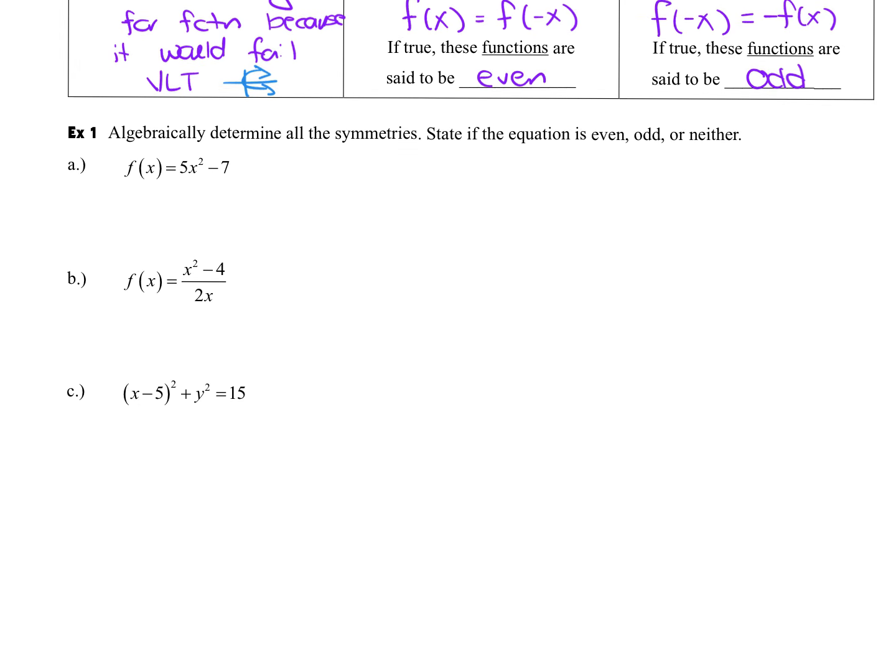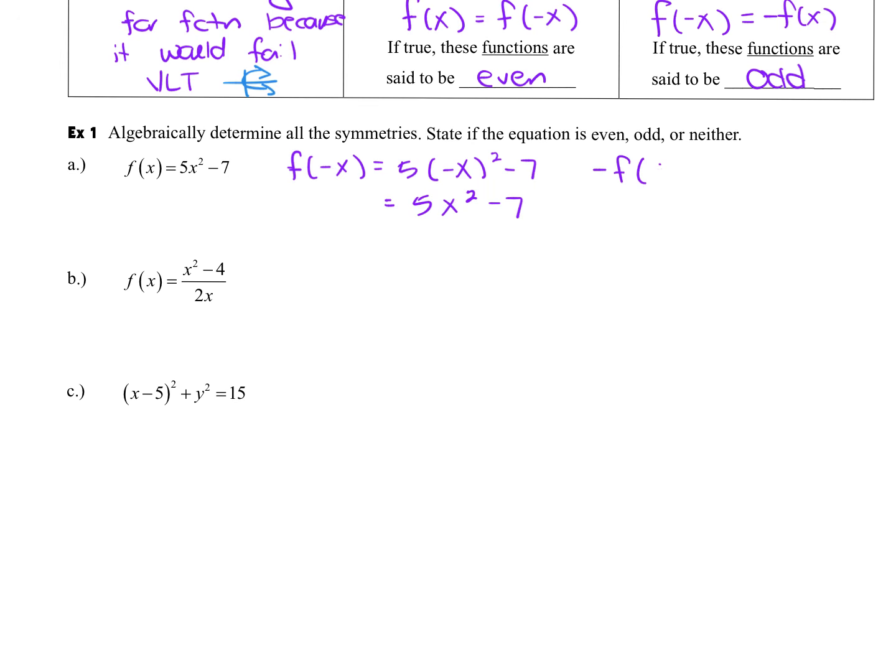All right, let's find f of negative x. F of negative x says we're going to let x equal negative x. We want to be careful with our parentheses here. And if we simplify this, negative x times negative x, because we're going to square it, this is going to become 5x squared minus 7.